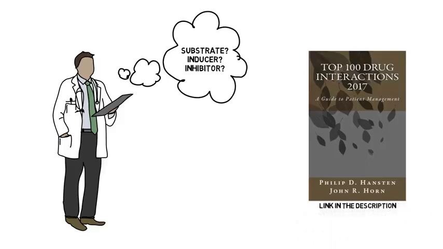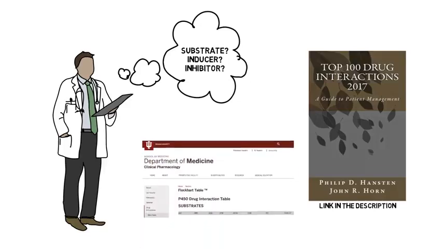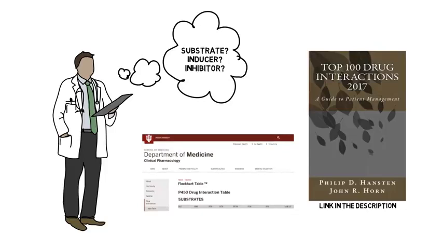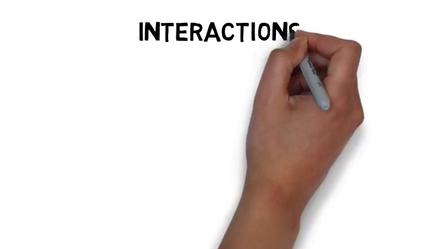Unfortunately for me, it isn't available in my country. So the online resource that I use is the Flockhart table by the Indiana University. I'll provide a link in the description for that as well. This video would be endless if I list all possible interactions, but we'll go through a few notable ones.